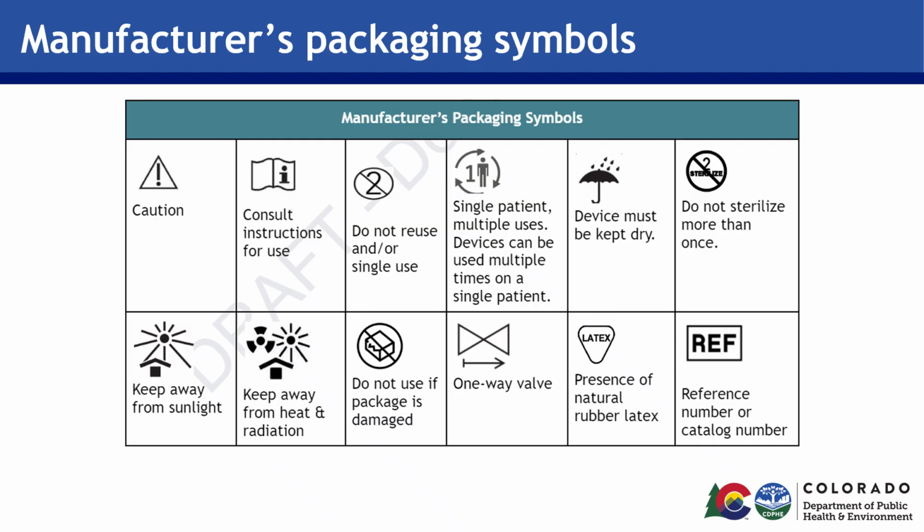Other symbols worth mentioning includes the symbol in the bottom row, first box from the left, that reads "Keep away from sunlight." Also in the bottom row, the fifth box from the left. Notice the symbol representing the presence of natural rubber latex.